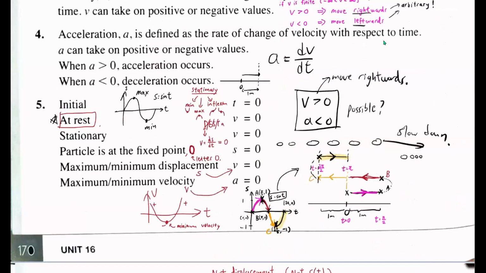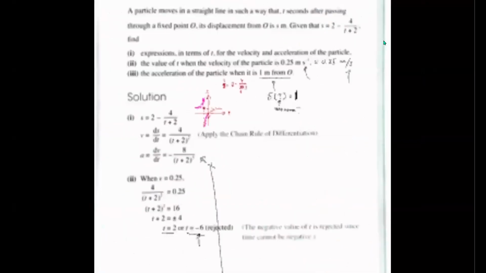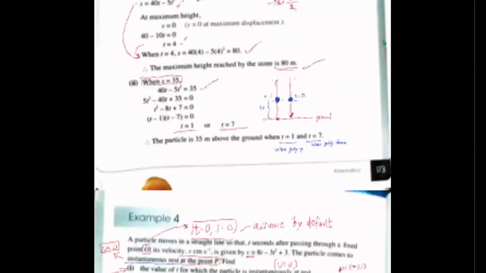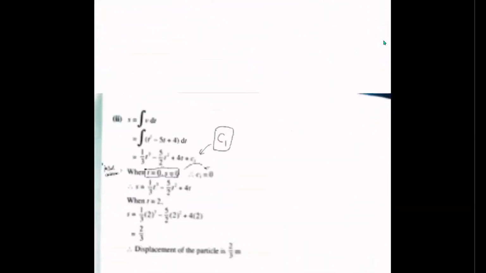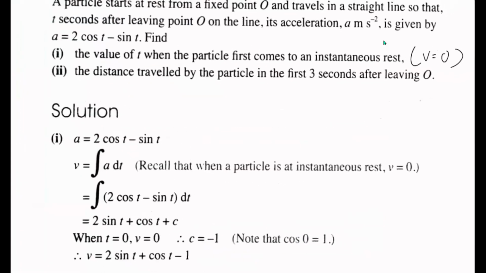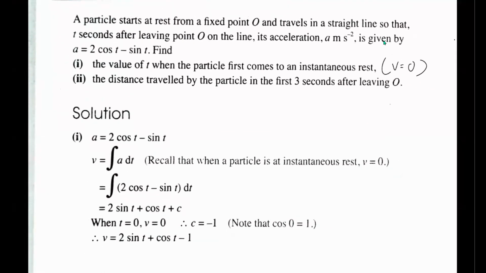Okay, move on. Next, continue reading, continue solving. For part 1, the value of t when the particle first comes to an instantaneous rest. So when it comes to rest, v equals 0. All you need to do is find the formula for v first, right? You integrate. Then after that, you have a plus c.